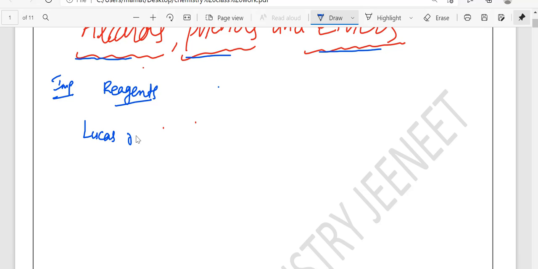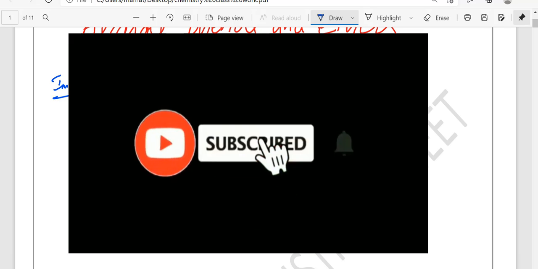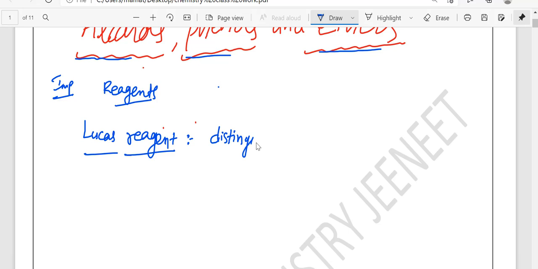This Lucas reagent is used as a distinguish test of alcohols. Okay, so what is the Lucas reagent? Zinc chloride plus HCl.